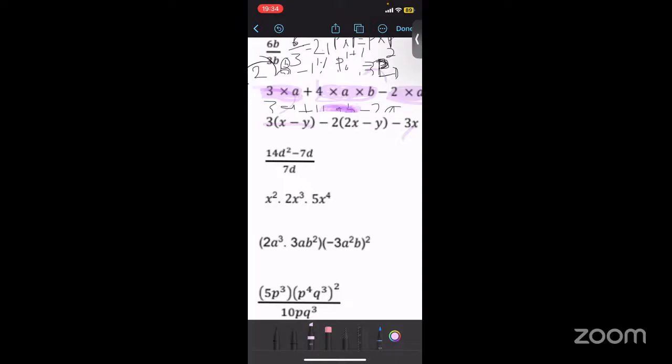You can add the exponents when you're multiplying them because they are the same base. Or you can subtract the exponents when you're dividing them, because they are the same base. But when it comes to addition and subtraction, it's very strict. Only the ones with the same base and also the same exponents.